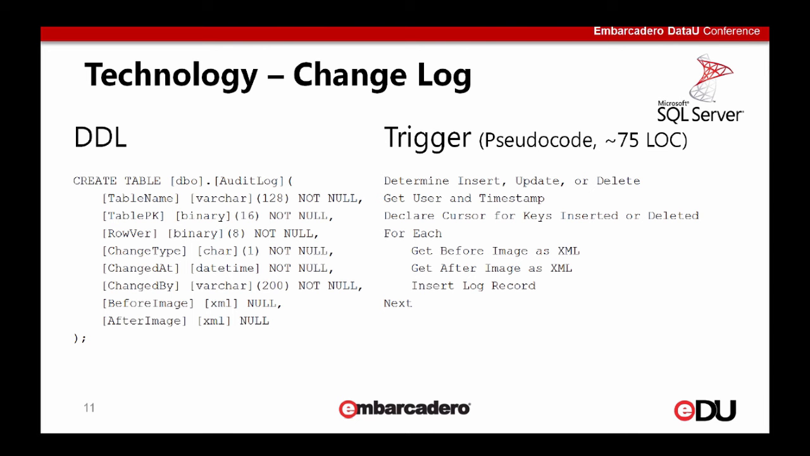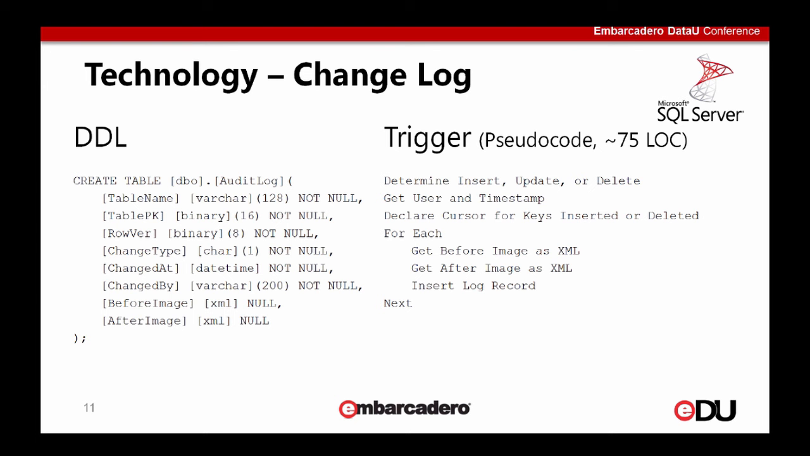But effectively, what the trigger does is determine, first of all, whether it's an insert, update, or delete that's happening. It's going to go ahead and get the user identity and the timestamp. And then it's going to pick off all of the keys that have been inserted or deleted. And for each of those, it's going to grab the before image, what was the record before, as XML, and then it's going to get the image after as XML, and it's going to take both of those things along with the previously gathered data and insert a log record.